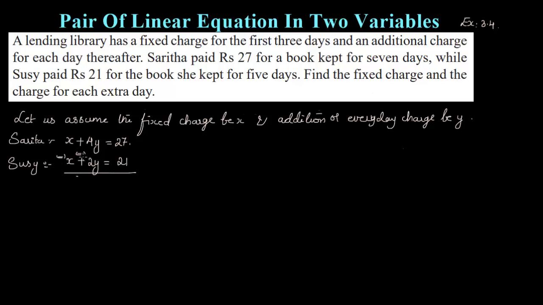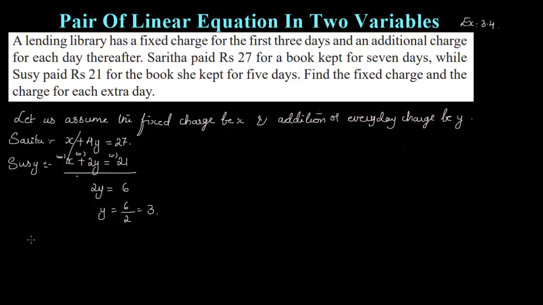Let us solve it by just changing the sign here. So x will get cancelled. Plus 4y minus 2y, how much will you have? 2y is equal to 27 minus 21, right? So 27 minus 21 is nothing but 6. Then y will be equal to 6 by 2, which is equal to 3. Okay, so this is the variable charge or everyday charge.